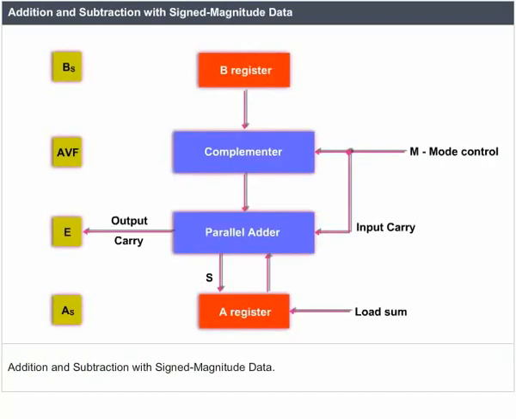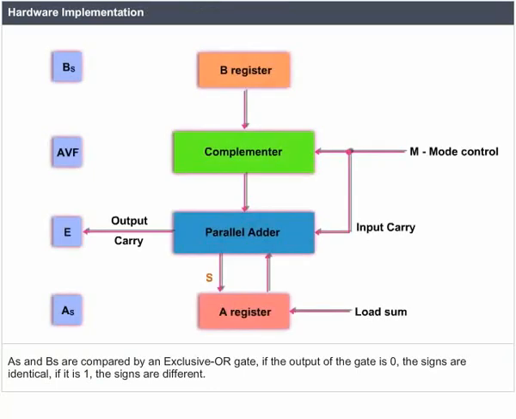Addition and subtraction with sign magnitude data. Hardware implementation. A's and B's signs are compared by an exclusive OR gate. If the output of the gate is 0, the signs are identical. If it is 1, the signs are different.